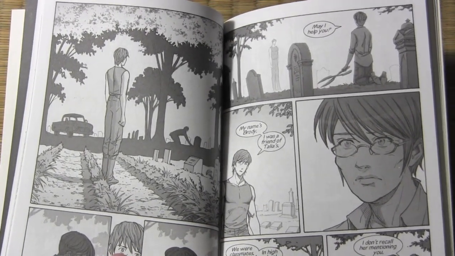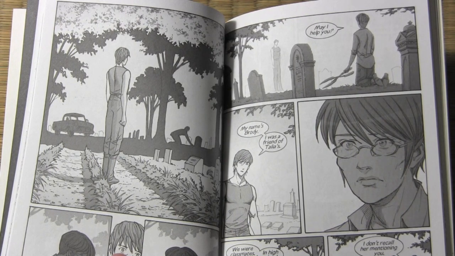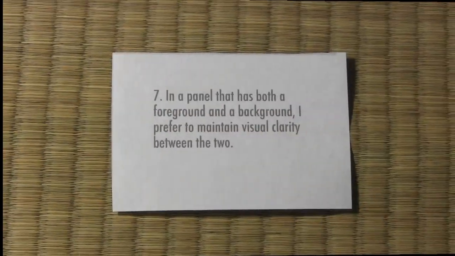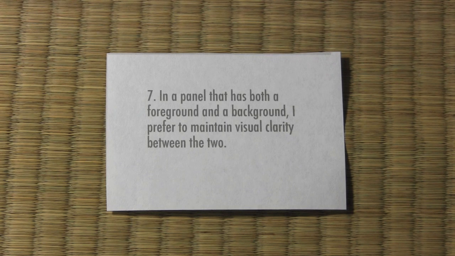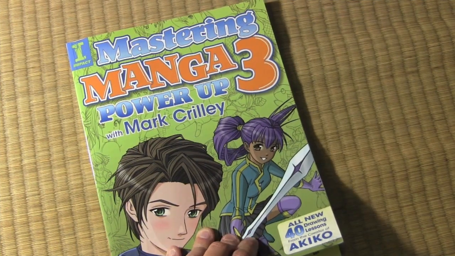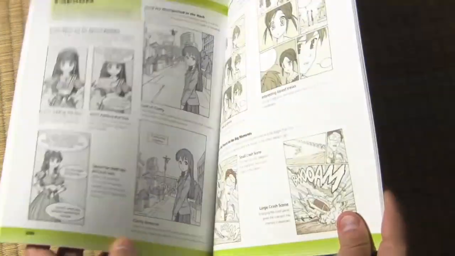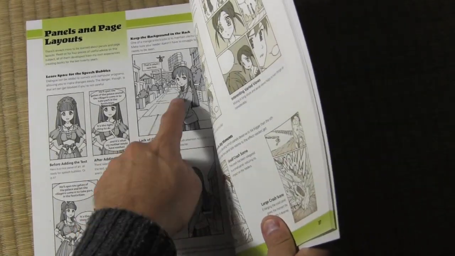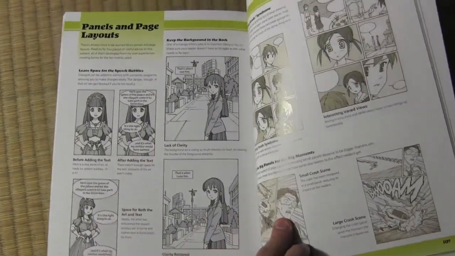As I said, just for variety, or helping the reader to know that they have moved from one place to another. In a panel that has both a foreground and a background, I prefer to maintain visual clarity between the two. Now, in Mastering Manga 3, I created very specifically an example to show what I'm talking about here, comparing these two different panels. I'll zoom in here so you can have a better look.